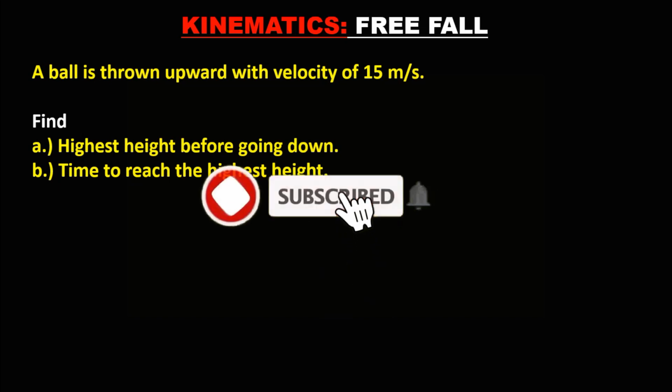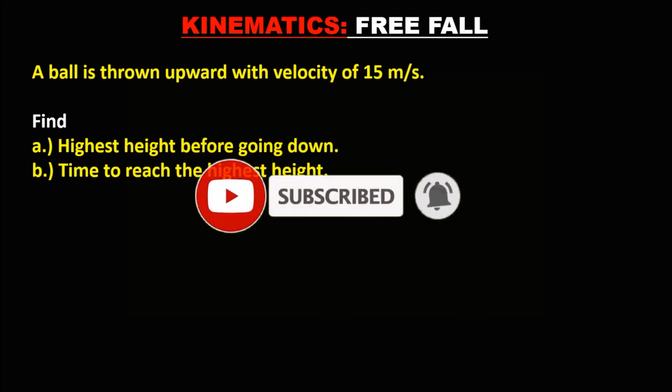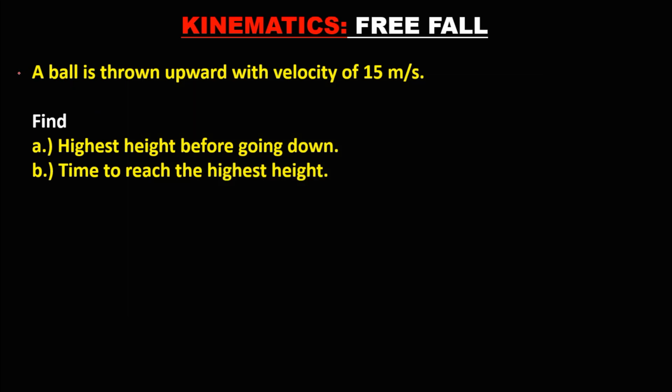Okay, so let's solve this problem. For this kinematics, free fall motion problem, a ball is thrown upward with a velocity of 15 meters per second. Find the highest height before the ball goes down and the time to reach the highest height. First, we need to list all the given.